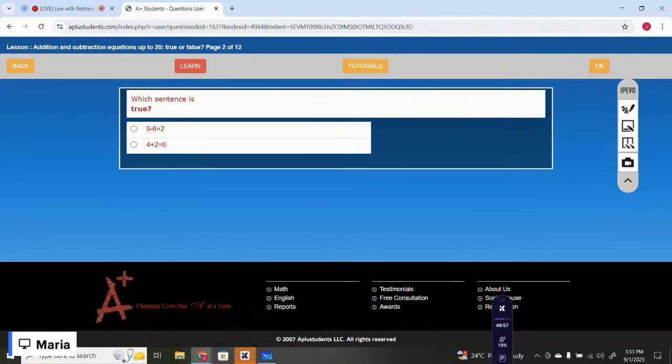Which sentence is true? 9 take away 6 equals 4, and 4 plus 2 equals 6. That is 4 plus 2 is 6. Option number 2 is the correct option. That is 4 plus 2 equals 6. Option number 2 is the correct option.